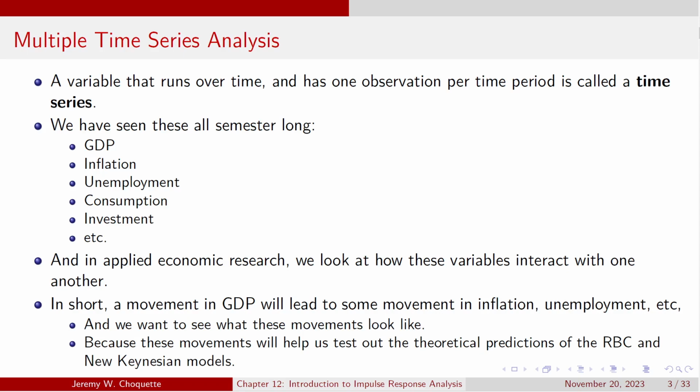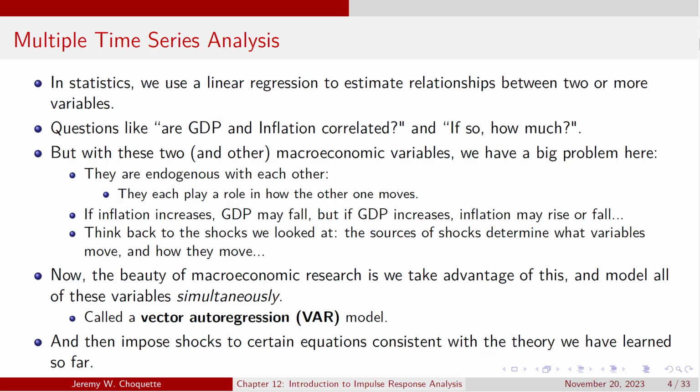Now, in applied macroeconomic research, we look at how these variables interact with each other. The idea is if we get a movement in GDP, you're probably going to see some resulting movement in inflation and unemployment and all those things. And we want to see what these co-movements look like. We talked about co-movements when we learned about the real business cycle model and the way these things move in response to shocks. Well, this is the real world application of that, because these co-movements between these variables let us test out the theoretical predictions of these business cycle models that we've been learning all semester long.